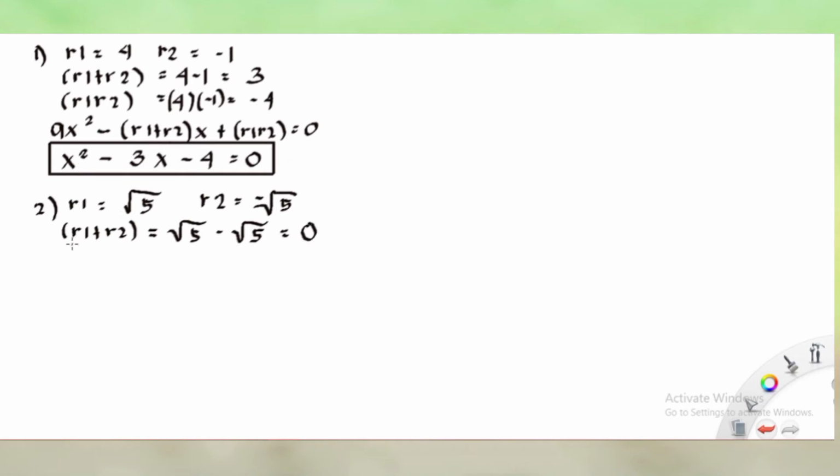Okay? And then, the product of the roots. Root number 1 times root number 2, that is square root of 5 times the negative square root of 5. So, positive times negative. Okay? The answer is negative. And then square root of 5 times square root of 5 is square root of 25. And the square root of 25, so we copy the negative sign outside. And then the square root of 25 is 5. Principal root, that is 5.